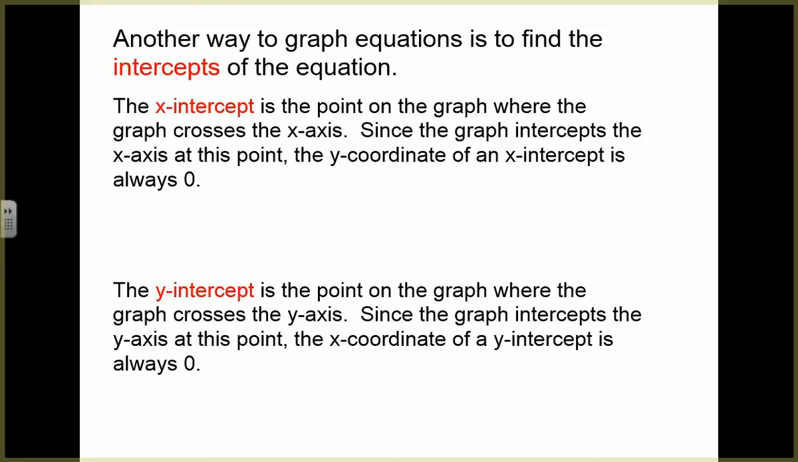It says the x-intercept is the point on the graph where the graph crosses the x-axis. Since the graph intercepts the x-axis at this point, the y-coordinate of an x-intercept is always 0. And that might take a little while to digest. I'm going to draw a little graphic for you to maybe help you out.